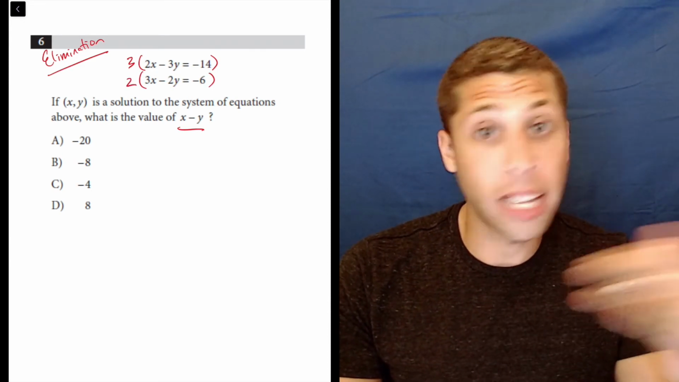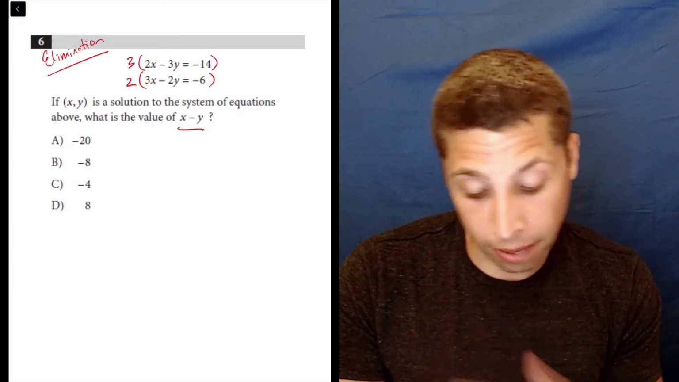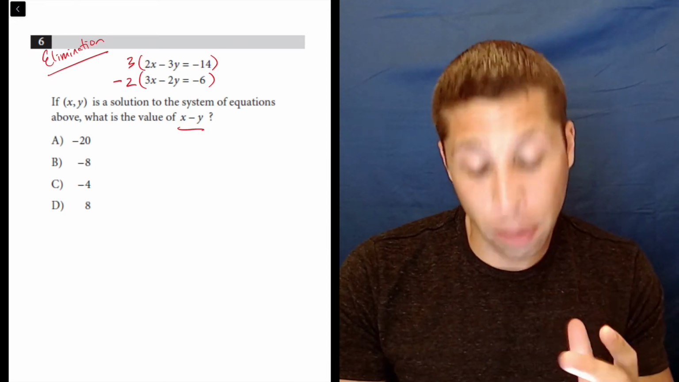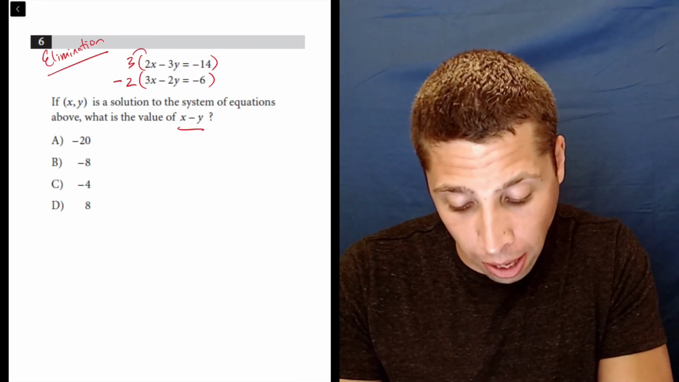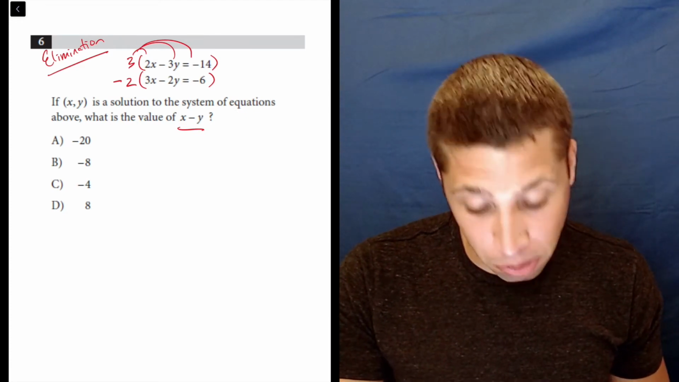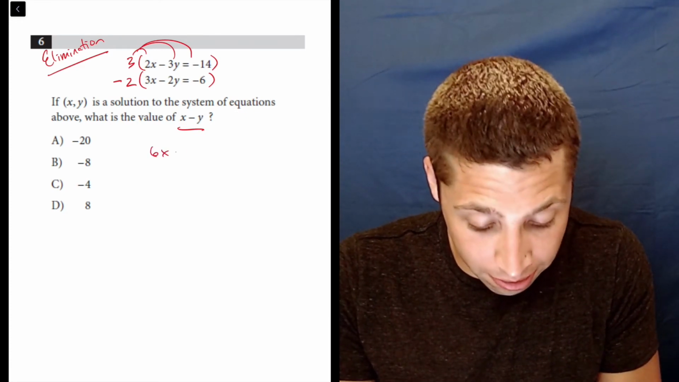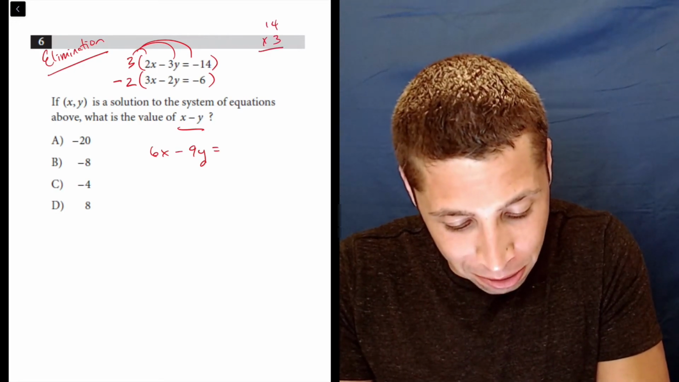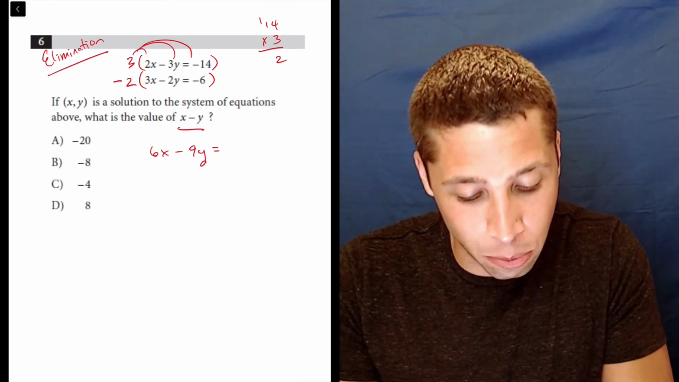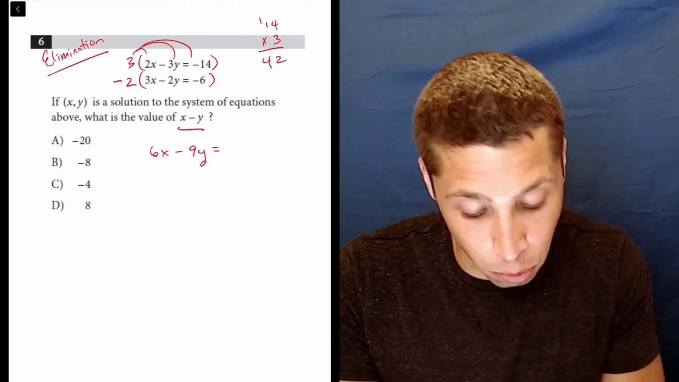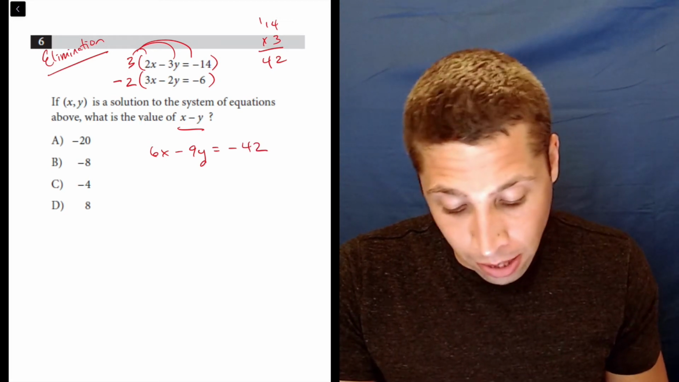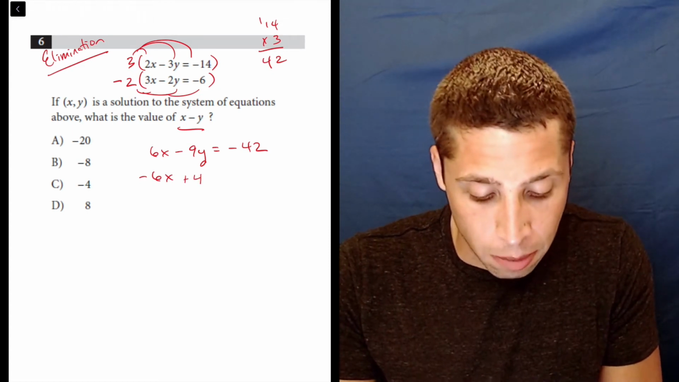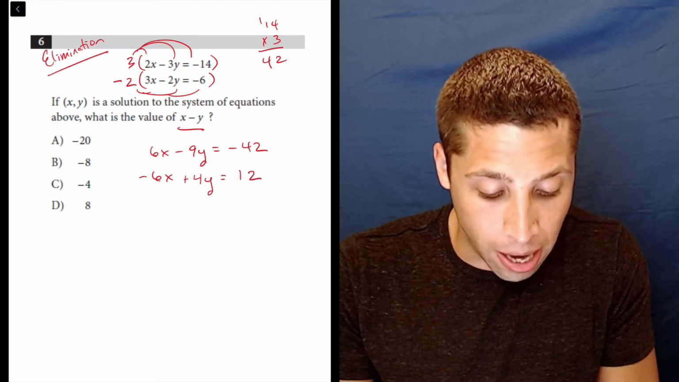But I also want them to cancel out, right? So I want a positive 6 and a negative 6. So I'm going to multiply the top by 3 and the bottom by negative 2 so that I end up with a negative. This requires some forethought, but it's okay. We need to make sure we distribute. So 3 times 2 is 6x minus 9y equals, can we do 14 times 3? 3 times 4 is 12, 3 times 1 is 3, plus 1 is 4, so 42. So that's negative 42. And then that negative 2 also gets distributed, so that's going to be negative 6x, like we expected, plus 4y is equal to positive 12.